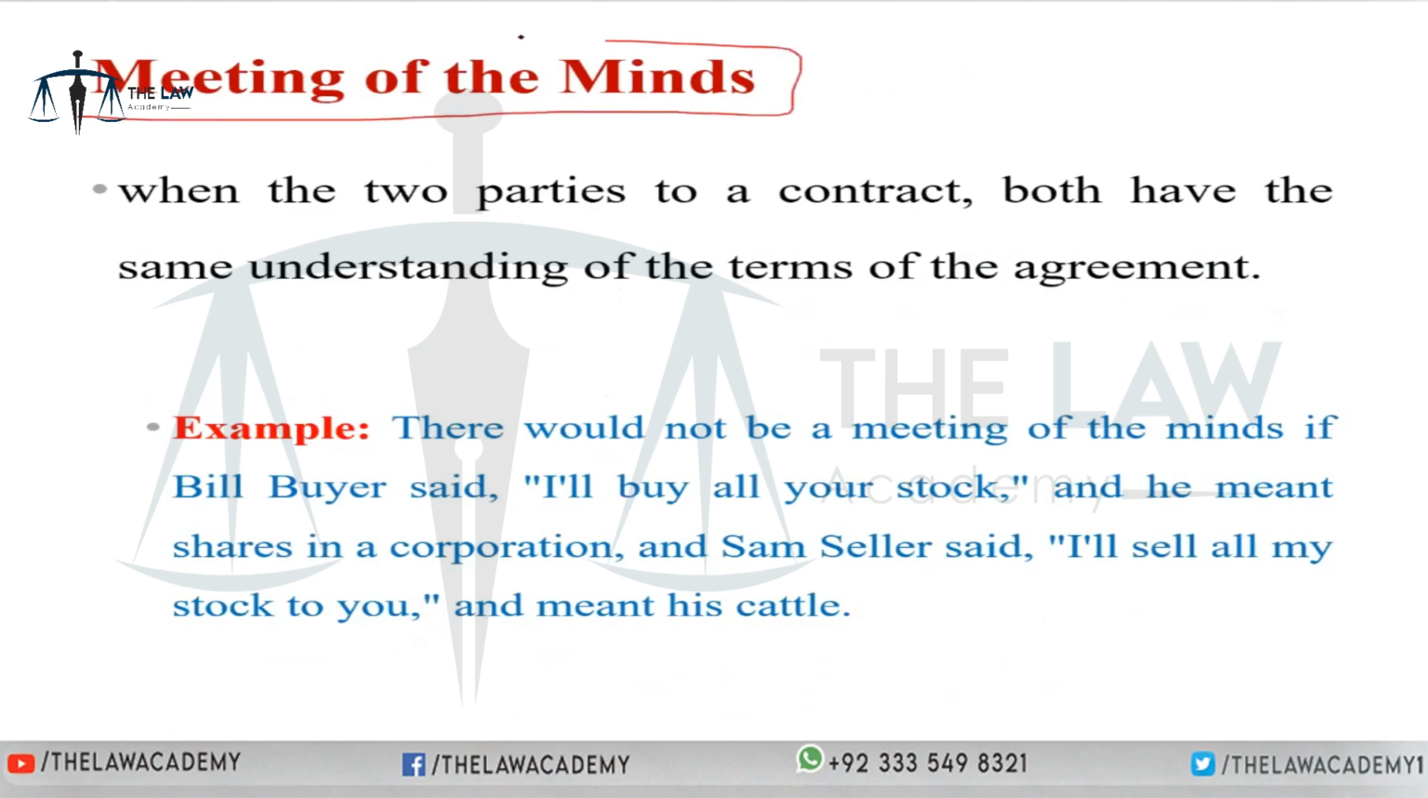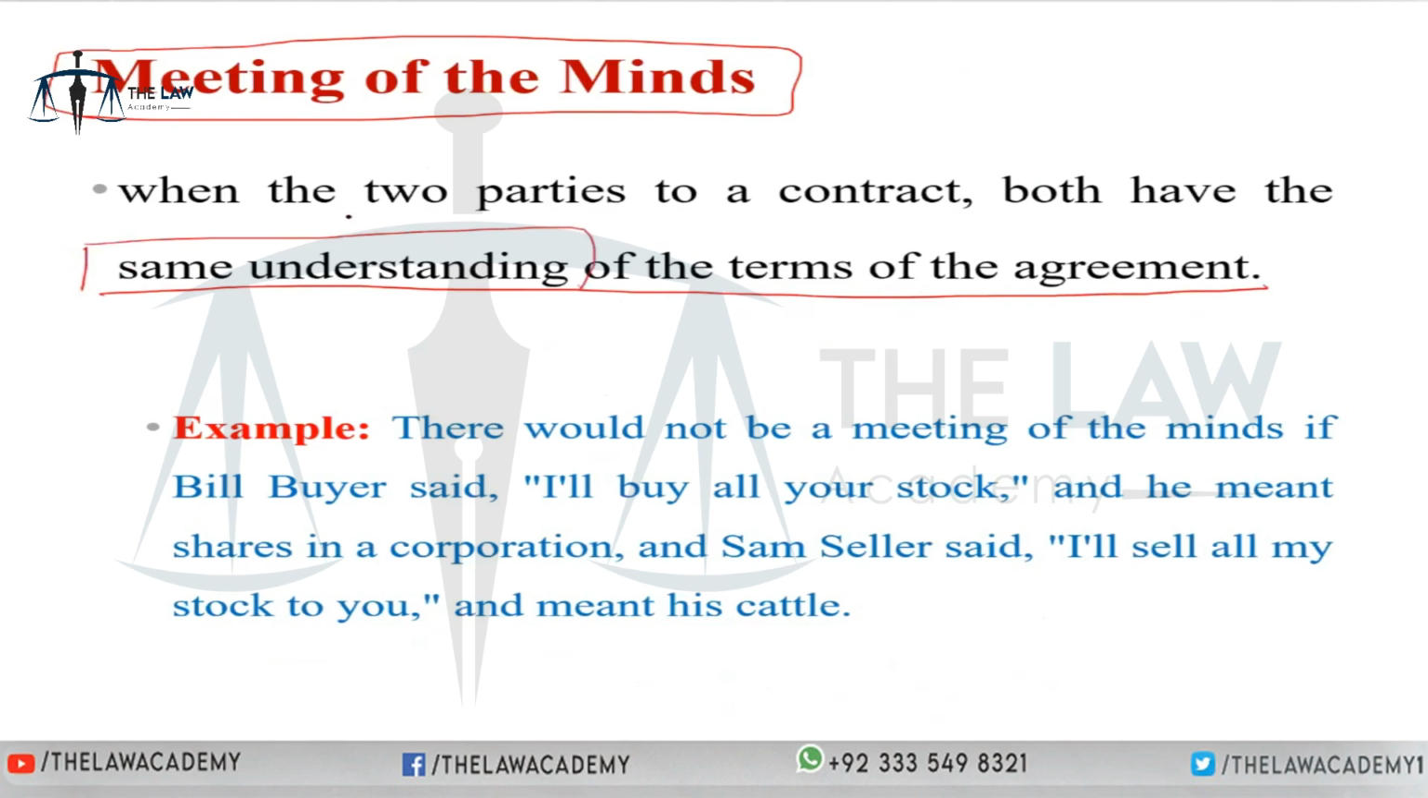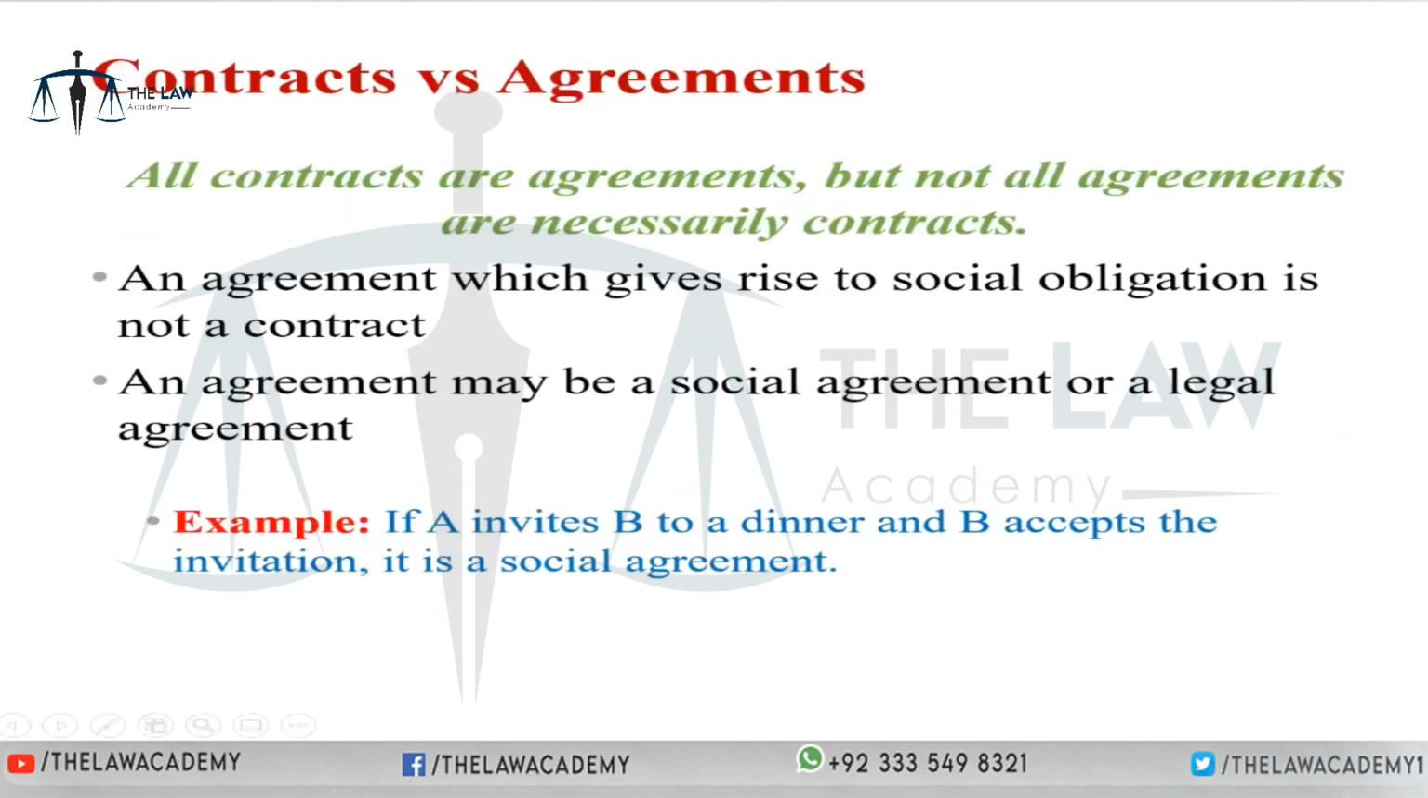Some more concepts related to the contract. Meeting of minds. When the two parties to a contract both have the same understanding of the terms of the agreement, the same understanding means that the minds are actually meeting. Both the parties are thinking in the same direction, in the same way. They have the same concept. They understand the terms and conditions exactly the same.